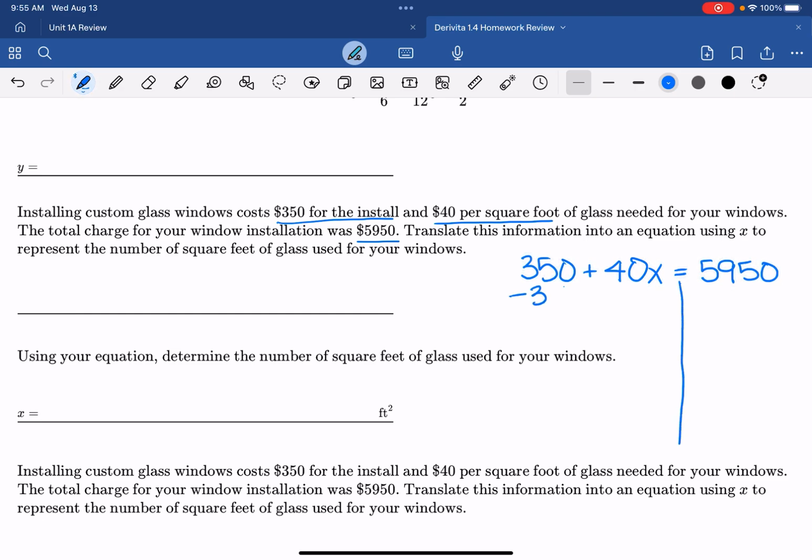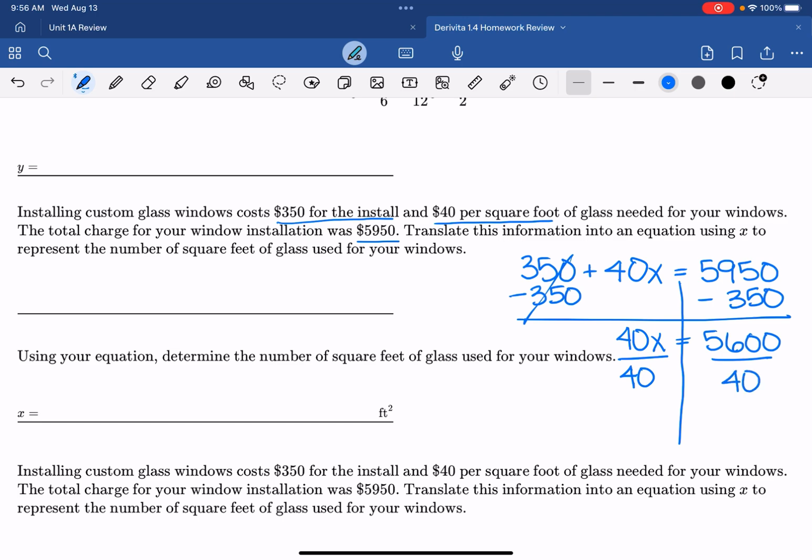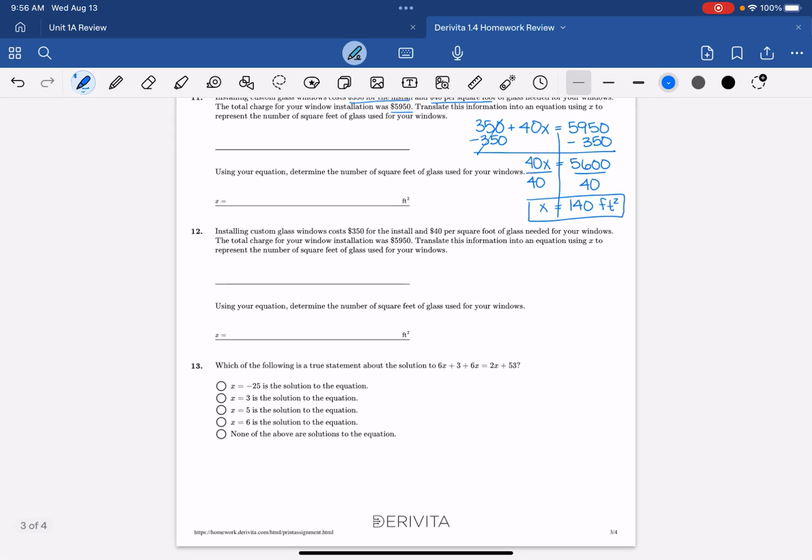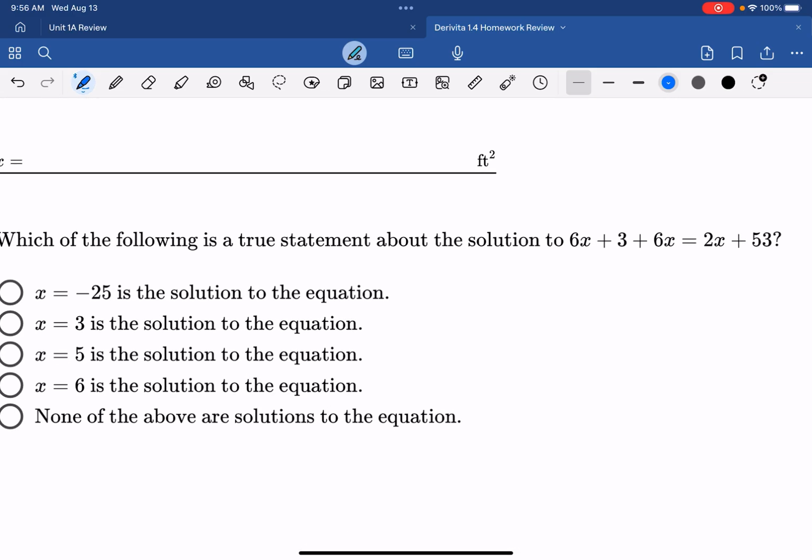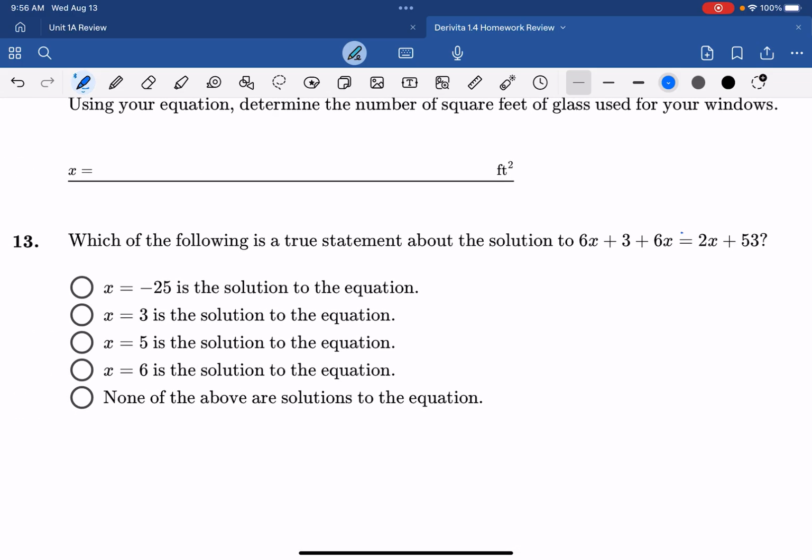So I'm just gonna keep this equation I have here and solve it by subtracting the 350. And that's 5,600. So 40x equals 5,600. Then we'll divide by 40. And you get 140 square feet. Okay, the next two questions, so 13 and 14, are going to be just like question number 3 on your related. So let's just solve this equation.